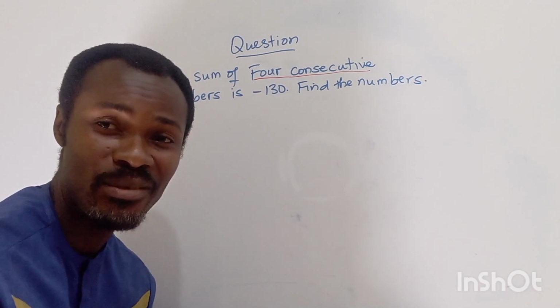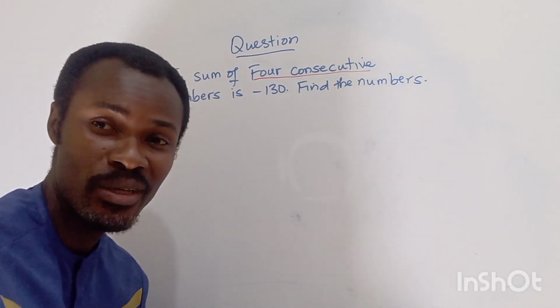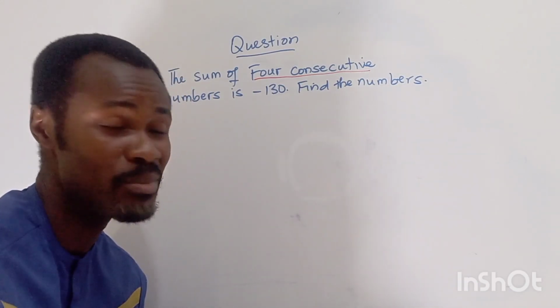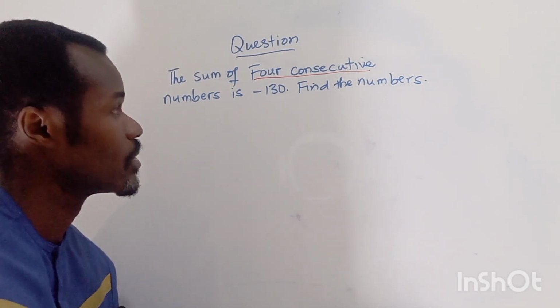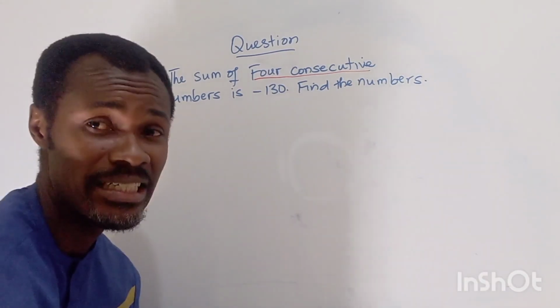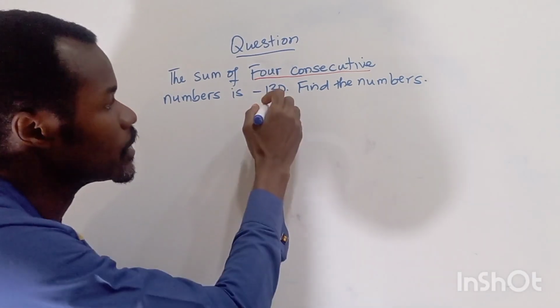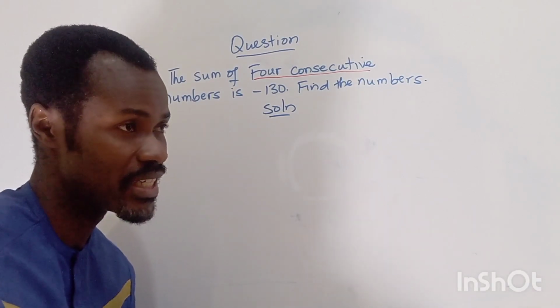Alright, so we have a simple problem on the board today. We're still looking at word problems on consecutive numbers. The question is: the sum of four consecutive numbers is minus 130. So find the numbers.